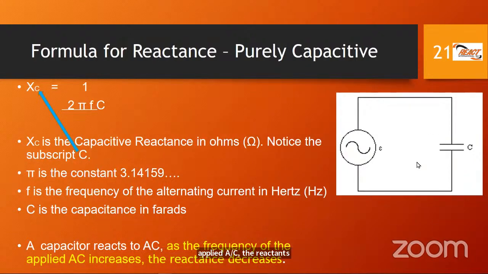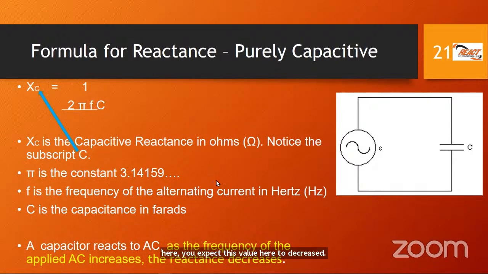So it's an inverse relationship. And that shouldn't be surprising, because 1 over something is an inverse relationship. It's a reciprocal, right? So if you increase frequency here, you're actually dividing it into 1. Therefore, the term on this side is expected to decrease. As you increase the denominator here, you expect this value to decrease. So increasing this frequency, we have a decreased reactance.